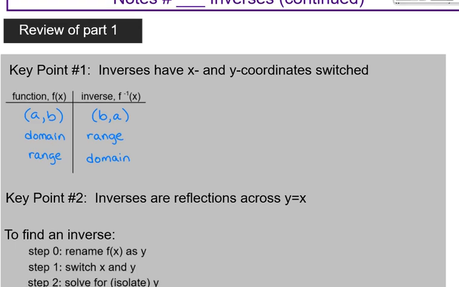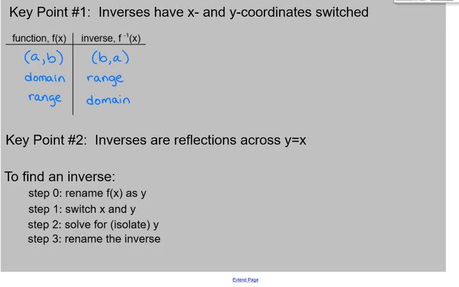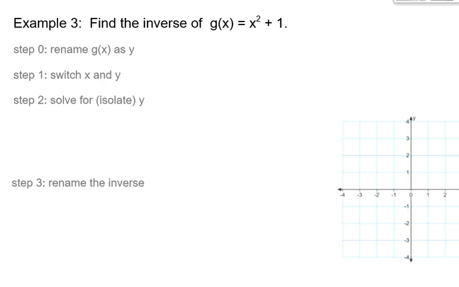And we also saw the process to find an inverse. Sometimes we have a step 0, which is to rename the function as y, and then we switch x and y, we solve for y, and then we rename the inverse. If the original was f of x, the inverse is f inverse. If the original was g of x, the inverse is g inverse, etc. Okay, it's time to move on.